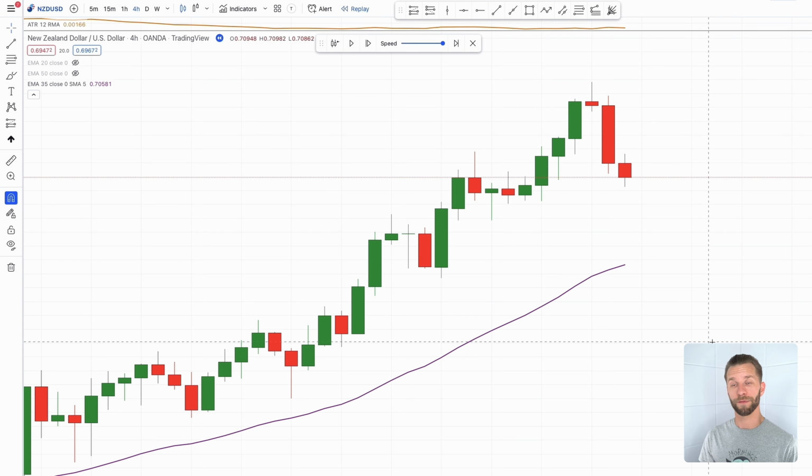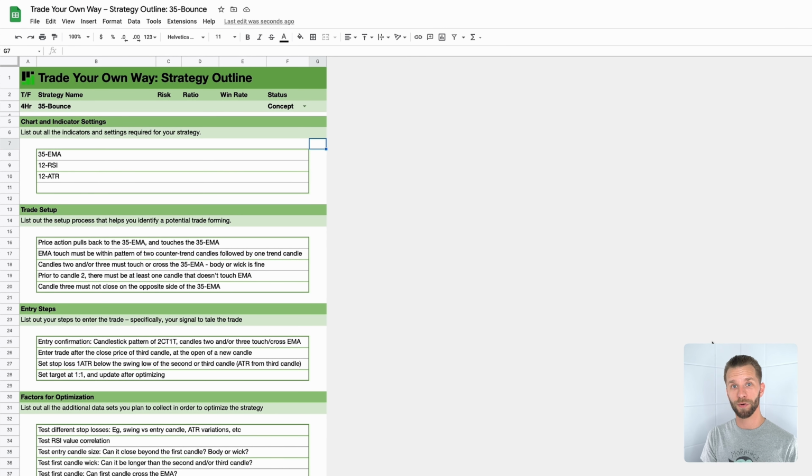Seeing as the strategy is very new to us, we need to refer back to our strategy outline to make sure that all of the trades we're going to be entering match up with our trade setup and our entry steps. So if we go to our strategy outline, we see we're on the 4-hour time frame for our 35 bounce. Status is concept. I'm going to change that to testing since we're about to start testing it.